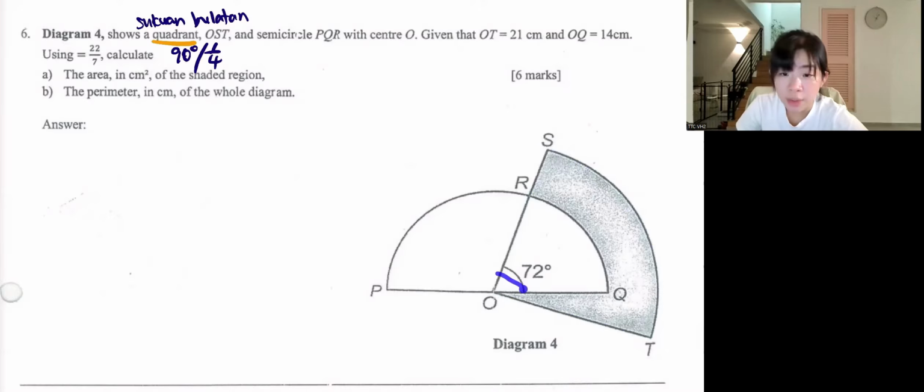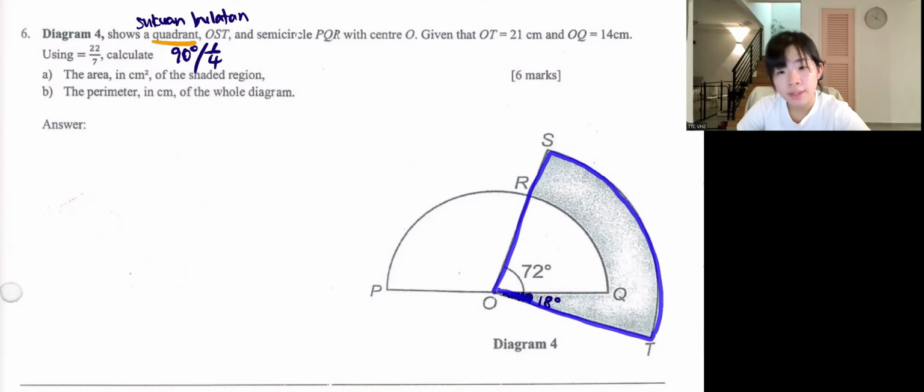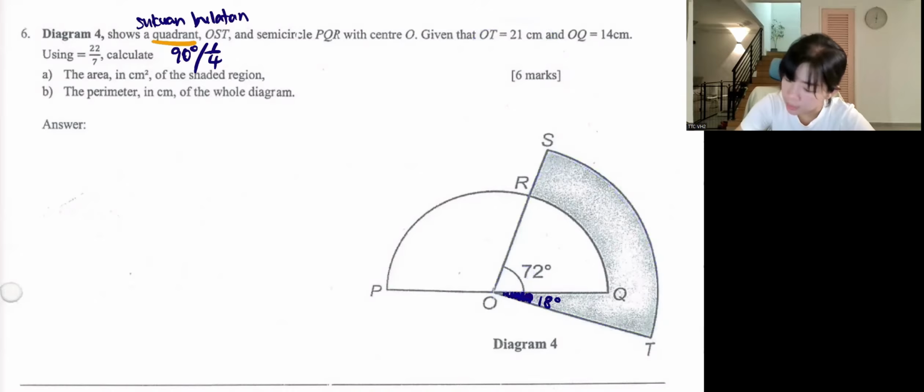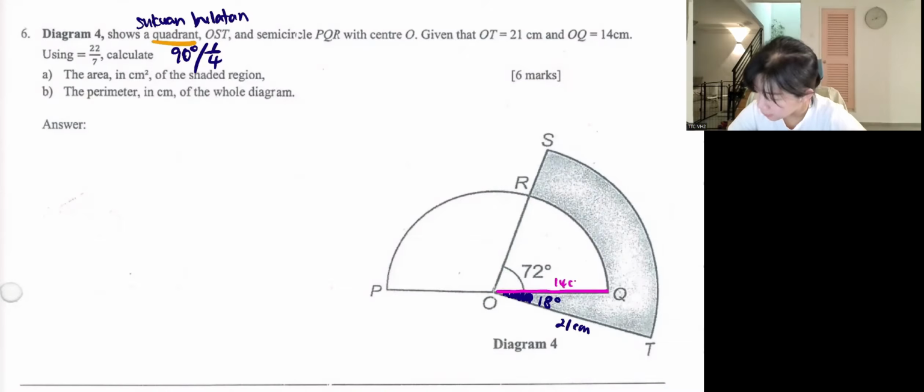Okay, so if you know that it's a quadrant, 90 degrees, they indirectly tell you this angle, they want you to know this angle. So this one is 18. And then this quadrant, what is the radius, jejari? So here 90 degrees, so the radius is from center O all the way to the end. Okay, so this is the radius. They say OT is 21, so now you can label 21 cm. And then OQ, this line, O to Q, this is 14. They say 14 cm.